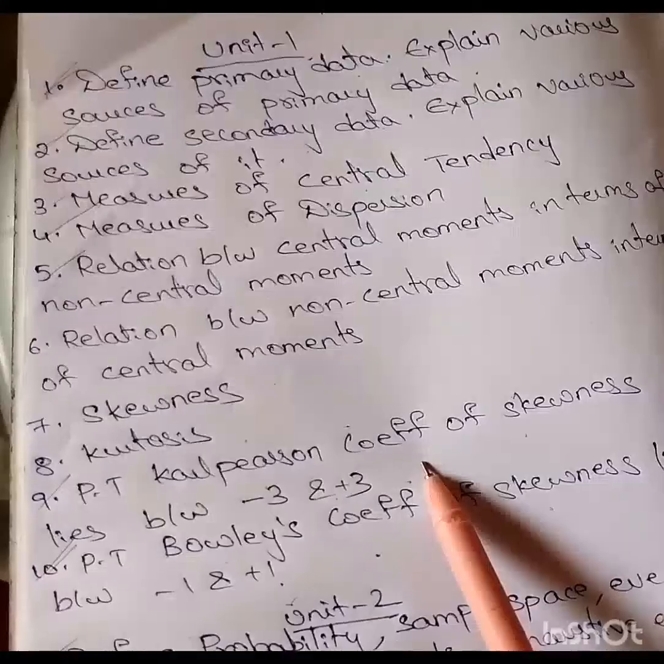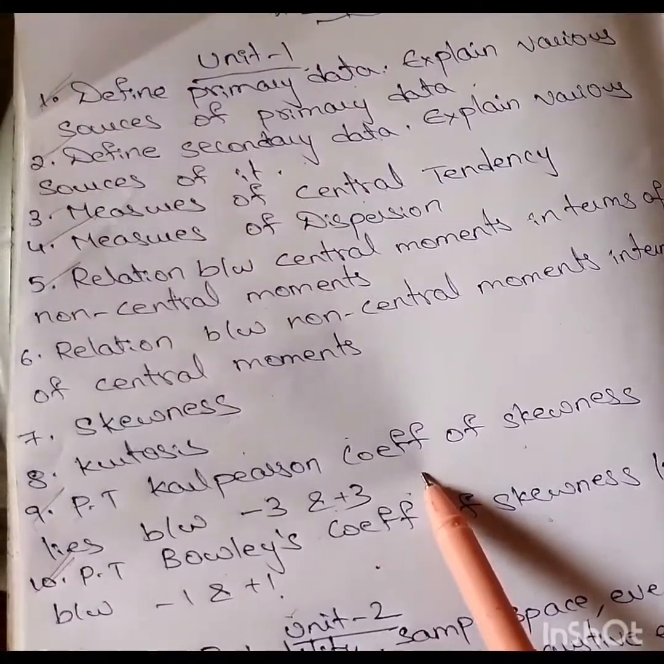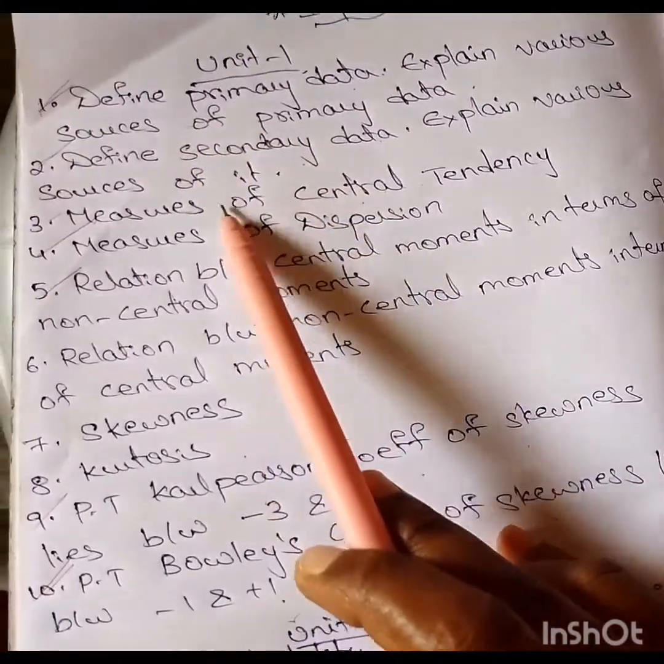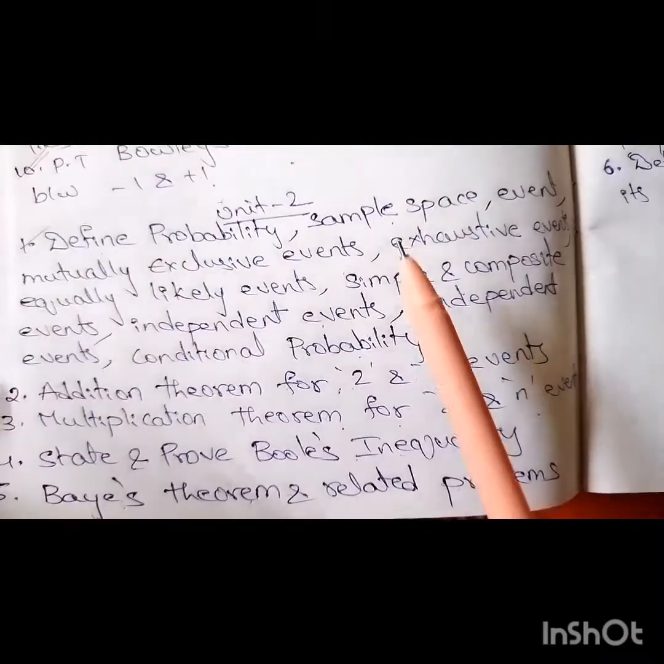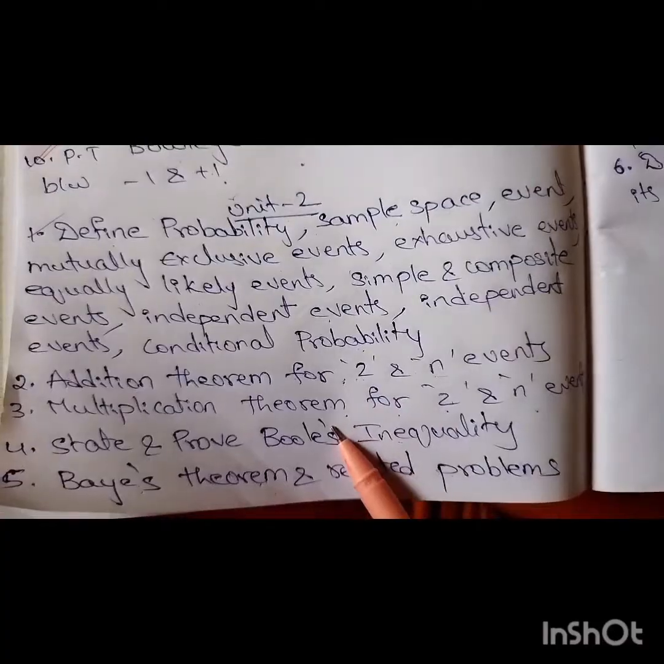So this is about unit 1 important questions. So don't forget to read 1, 2, 3, 4, 5, 9, 10. In unit 2 you are having 5 main important questions.